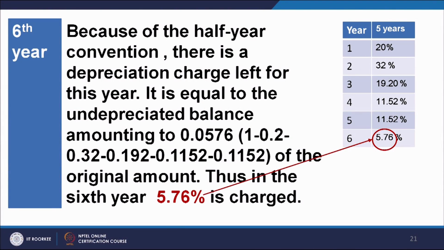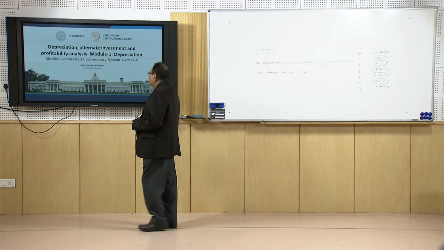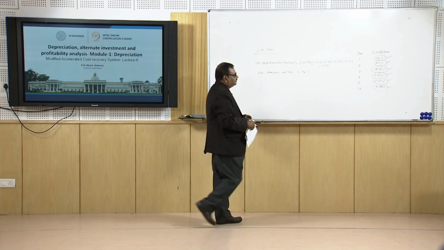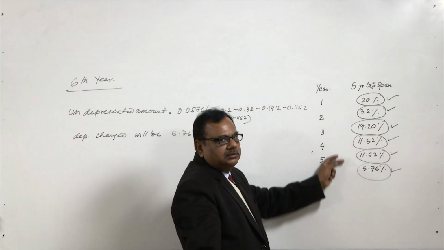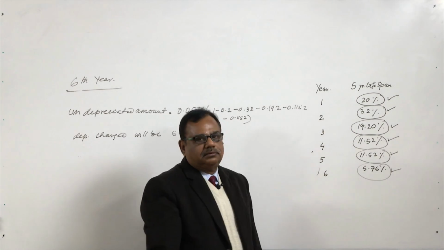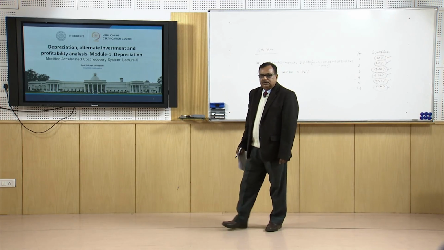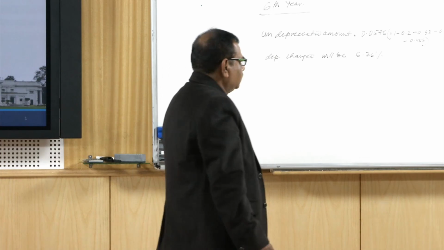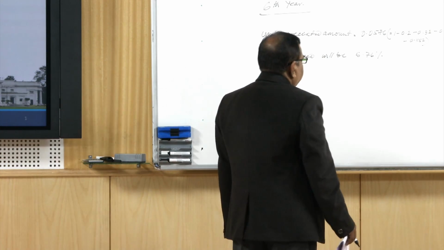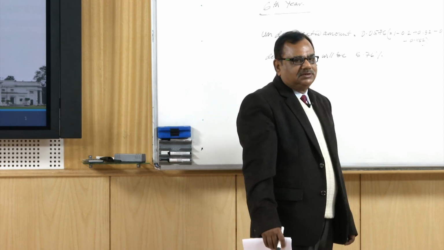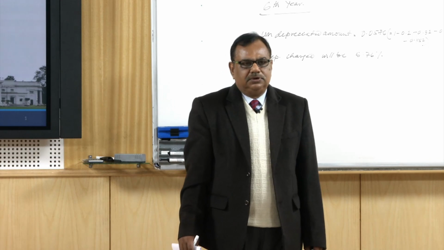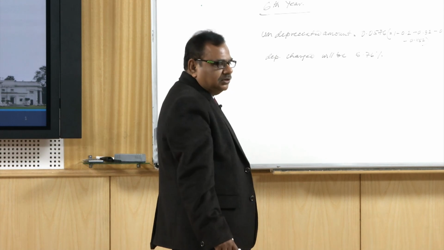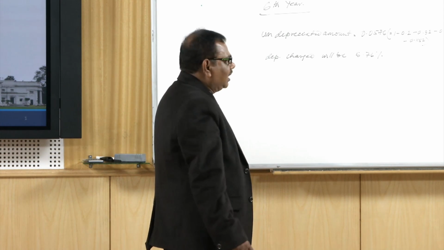So, we see how these percentages in the MACRS system were arrived at for a 5-year lifespan. The same type of calculation can be done for 3 years, 5 years, 7 years, 10 years, and for 15 and 20 years we have to use the 150% double declining balance method instead of the 200% double declining balance method. For the 5 year lifespan we have used the 200% double declining balance method.